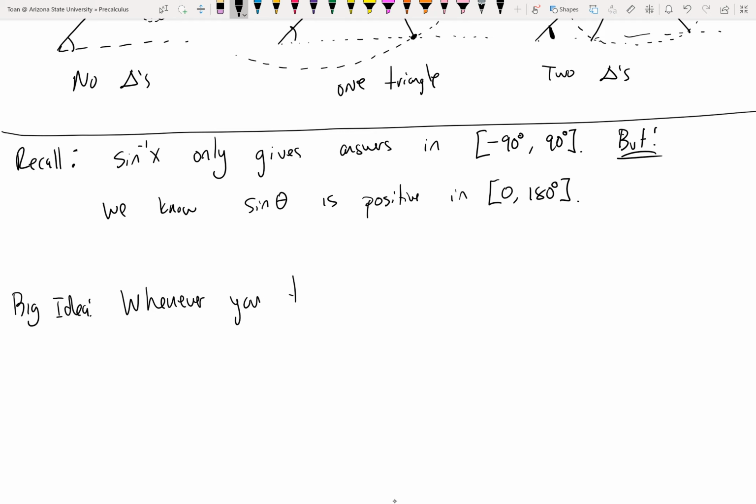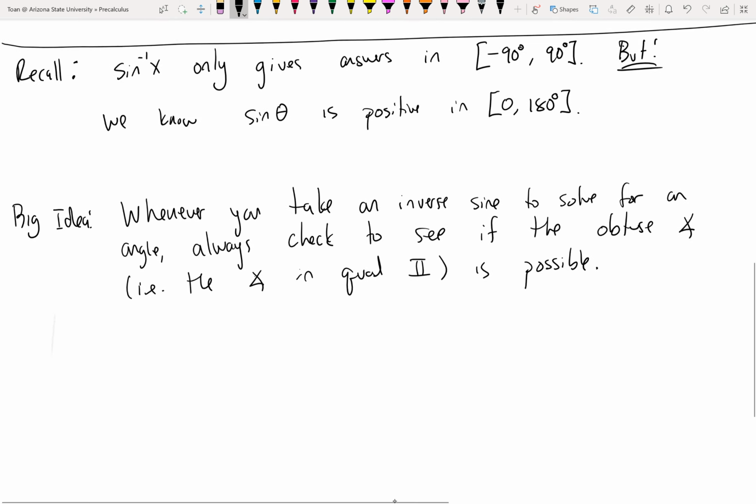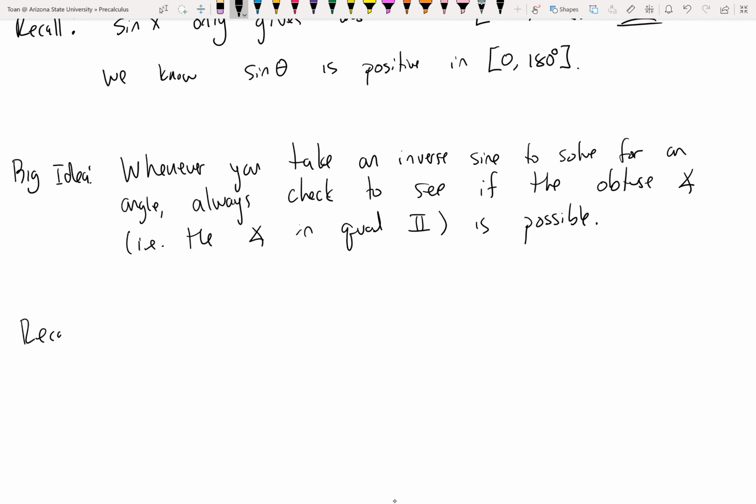Whenever you take an inverse sine to solve for an angle, always check to see if the obtuse angle, that is to say, the angle in quadrant 2, is possible. What does it mean to be possible?